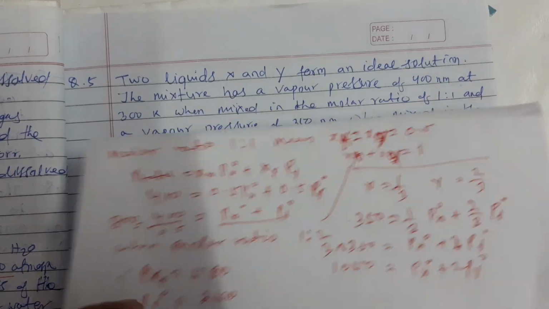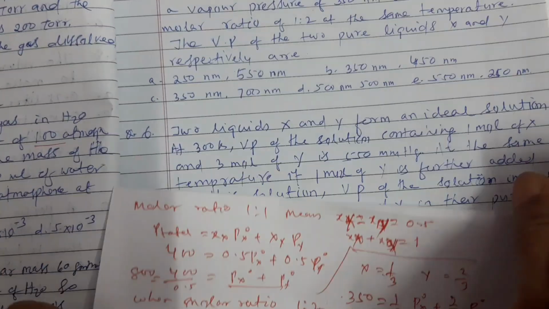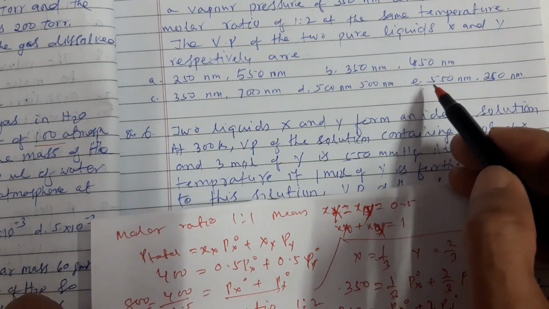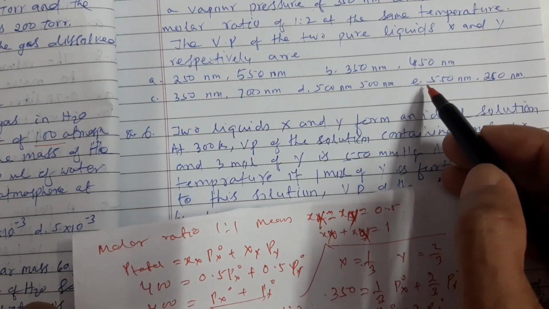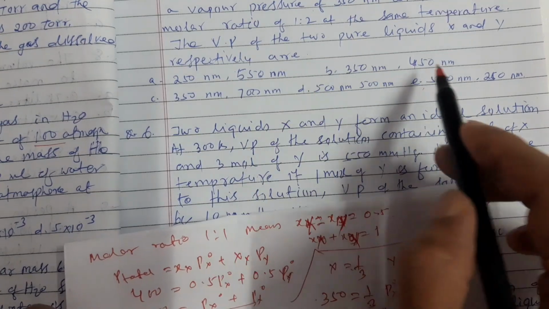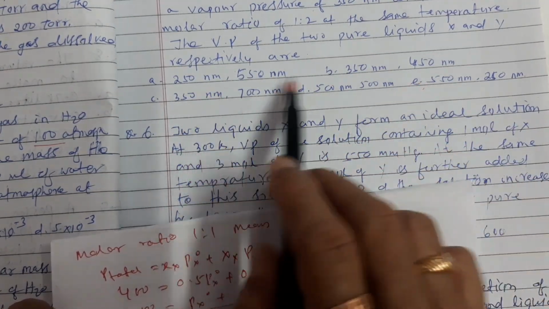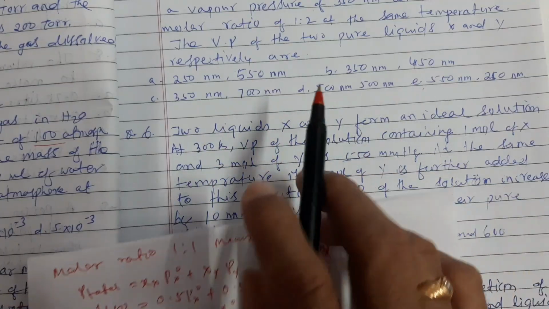Next question. So which one is the correct answer? Choice E, the fifth one, is the correct answer. This question comes in the Kerala medical examination. Five choices are given.